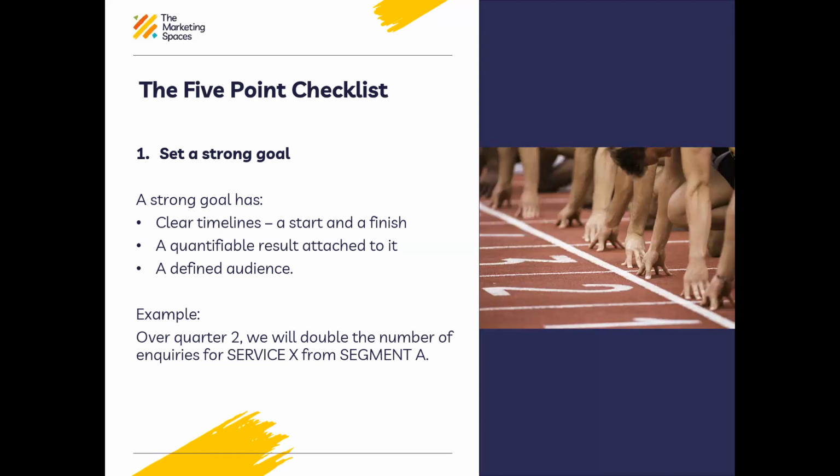I've given you an example. Over Q2, we will double the number of inquiries for service X from segment A. Our audience is segment A. We want our quantifiable result to be that we will double the number of inquiries we get for a particular service. And we're going to do that over a period of 3 months. Nice, strong goal. That allows you to know if your campaign has been a success or not.